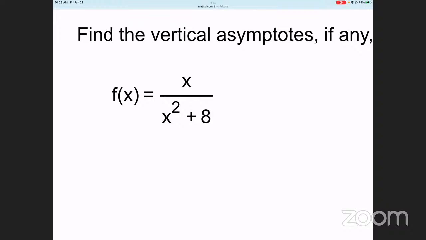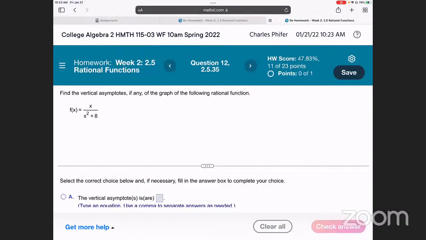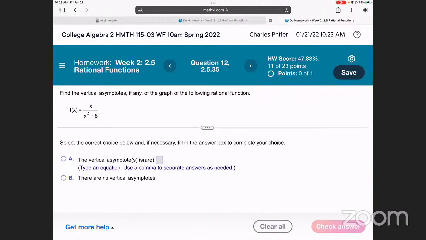right? So if we're trying to find what x values make this 0, we've had this parabola moved up 8 units. Notice it never becomes 0, or in other words, it never crosses the x-axis. Because that U-shaped curve never crosses the x-axis, there's no x to throw out here, right? So there are no vertical asymptotes, all right? It's going to be B.